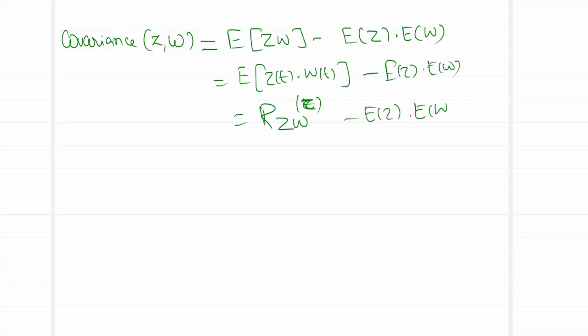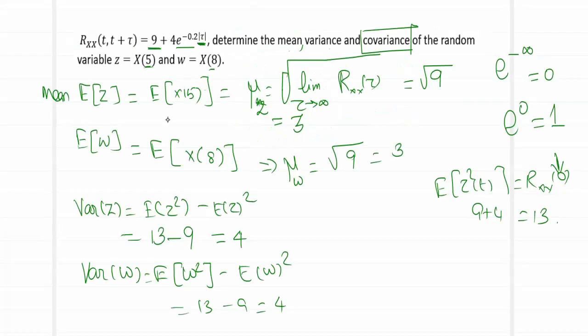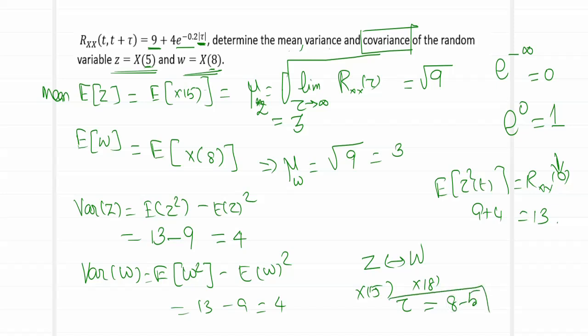Now we will look into the first part, Rzw of tau. What we have for Z is x of 5, and what we have for W is x of 8. What is going to be the time difference between Z and W? This is x of 5 and this is x of 8. So the time difference between them, tau, is equal to 8 minus 5. So what is my tau? Tau is the time difference between Z and W, which is 8 minus 5. What is 8 minus 5? It is equal to 3 for us.